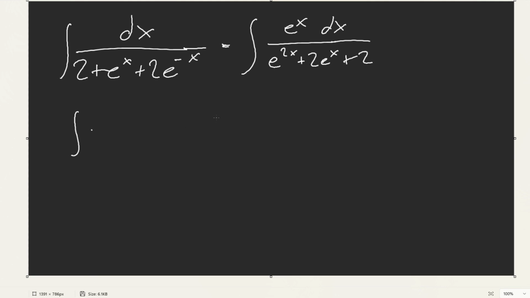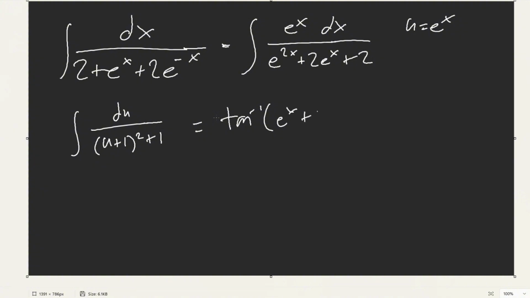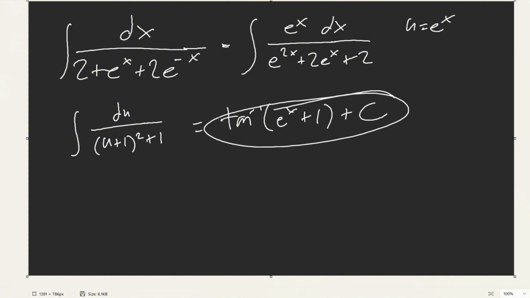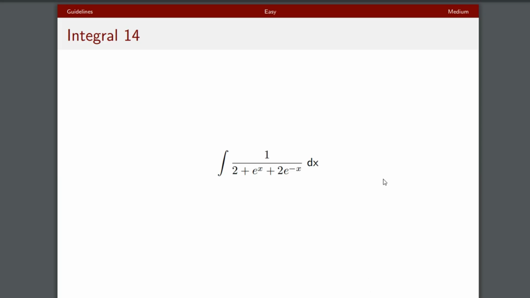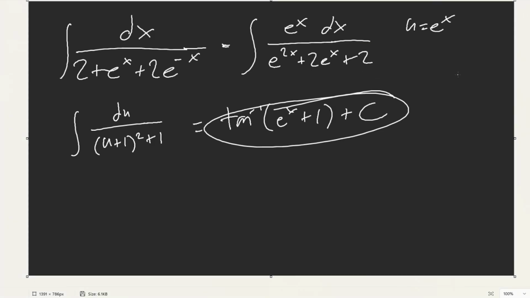So what we have is when we let u equal e to the x, we get du over (u plus 1) squared plus 1. And now this is equal to inverse tangent of e to the x plus 1, which is what they have. Okay? So, completing the square.